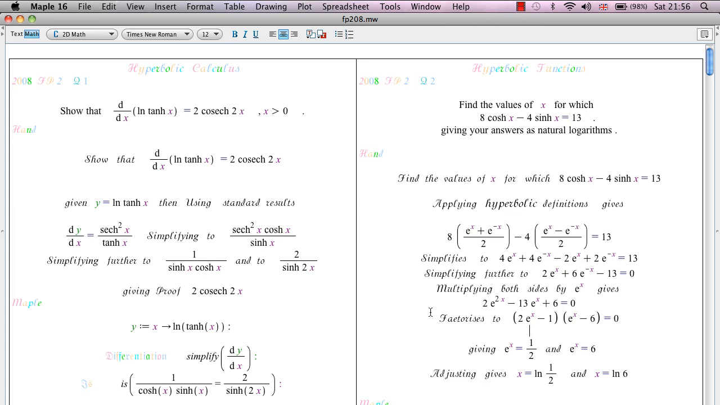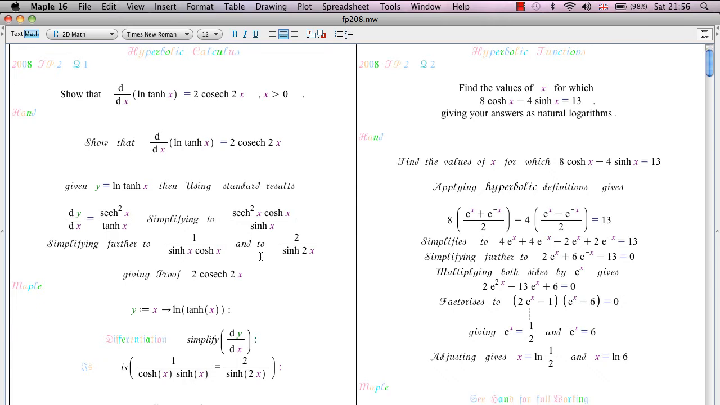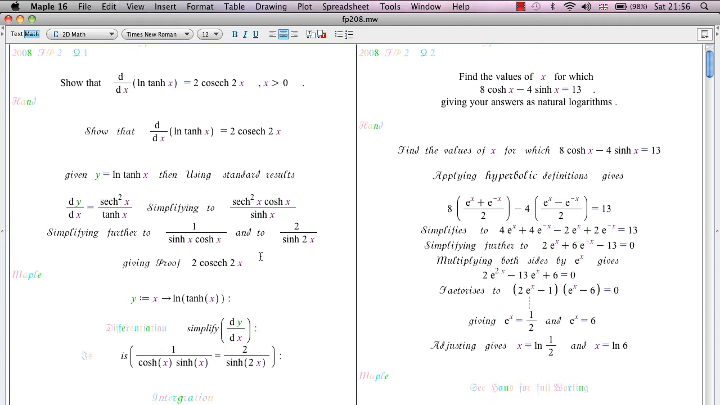This is Further Paper 2, 2008, Question 1, hyperbolic calculus, differentiating ln tan x. Considering the standard results for differentiating ln functions, dy/dx will be sec squared x over tan x. Simplifying further to 1 over sin x cos x, and 2 over sin 2x, which gives the proof: 2 cosec 2x.